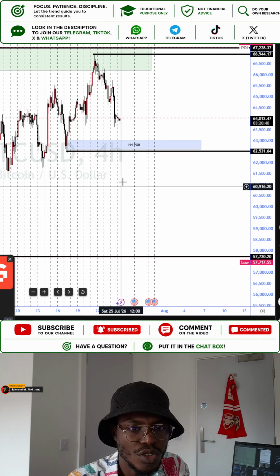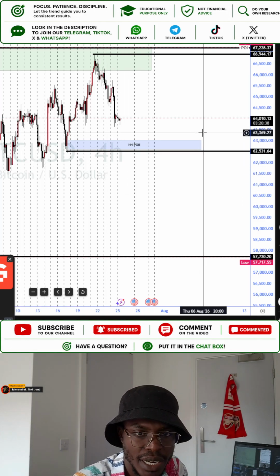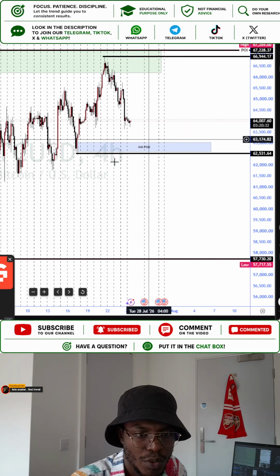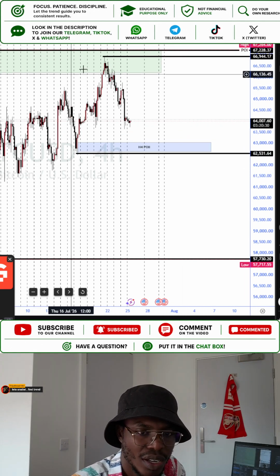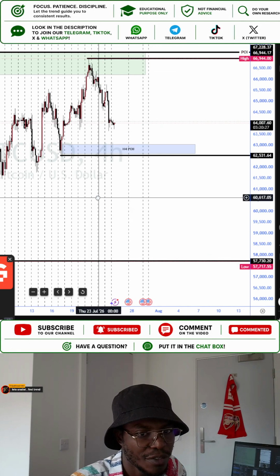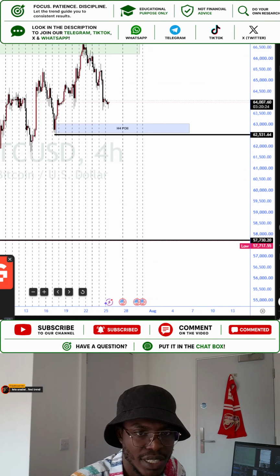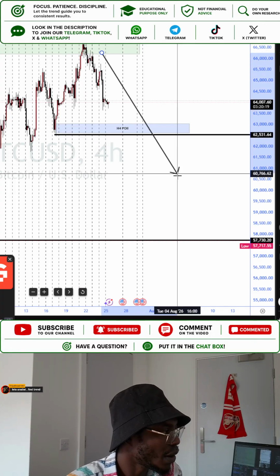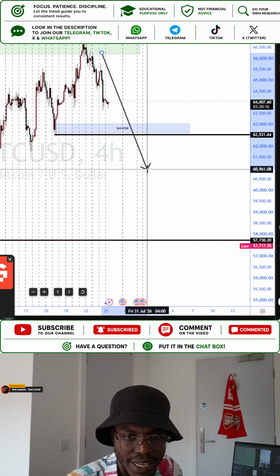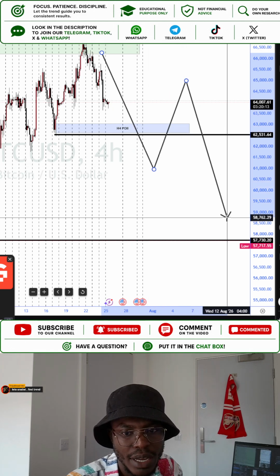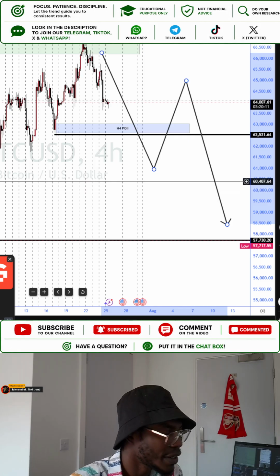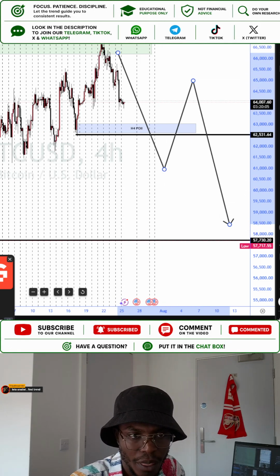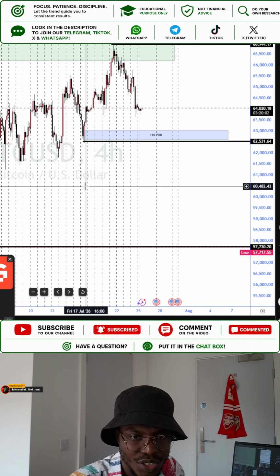However, even though that is my last demand zone for this thing to move upwards on the 4 hour, we are still bearish on the daily. But for our daily to continue the bearish movement, there should be a break of our demand zone. So we should see something like this and then a move up, and then we continue downwards towards our lower low.